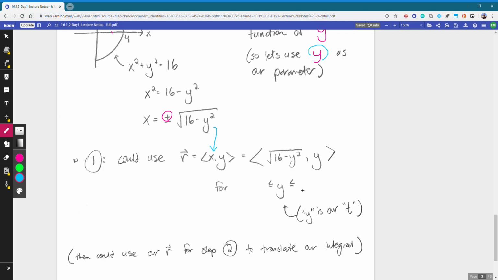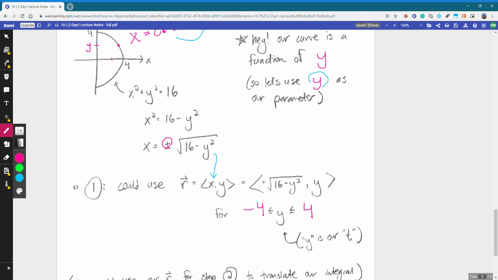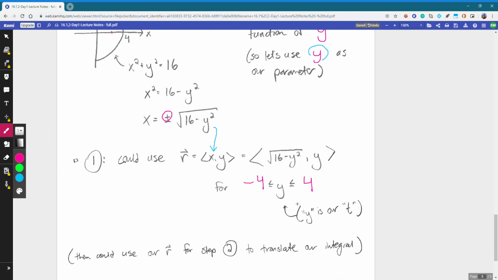And again, the values for y that we would use are still the answer to the question, what y's do we do this for? Well, we'd want to start y at the bottom, -4, and grab points on the circle until we get up to +4. And so right here, this is a legitimate parameterization of our curve that we could then use to translate our integral using our translation formula.